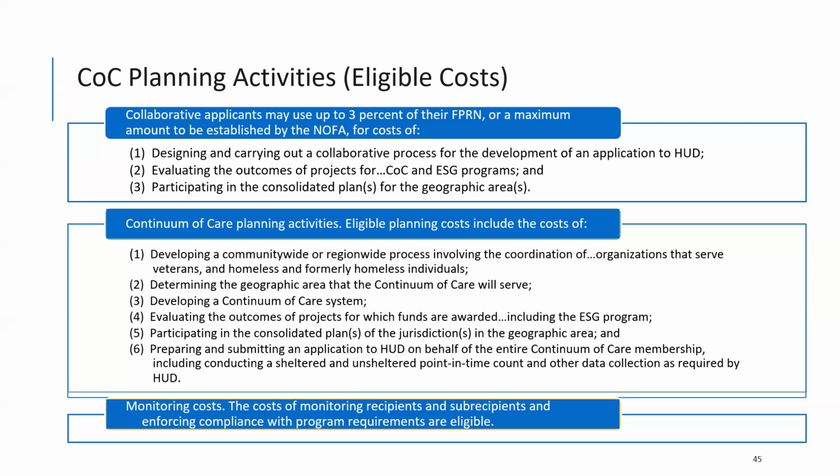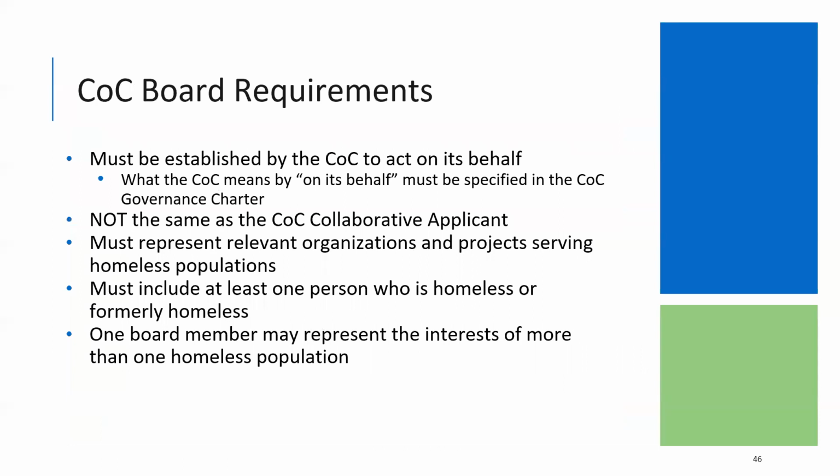participating in the consolidated plan, so really partnering with other folks who are working to address housing and homelessness, and then preparing and submitting an application to HUD on behalf of the entire CoC. That also includes conducting that point in time count, as well as other data collection requirements that HUD has throughout the years. CoC planning costs can also cover monitoring, so the cost of monitoring folks who receive CoC money and making sure they're compliant. So that's CoC planning in a nutshell. When you hear the term CoC planning grant, this is that up to 3% of the CoC's funds, which can be used for fulfilling all these responsibilities. It's a big job.